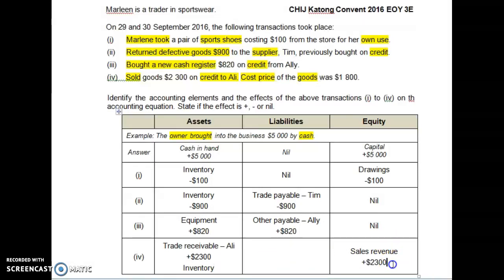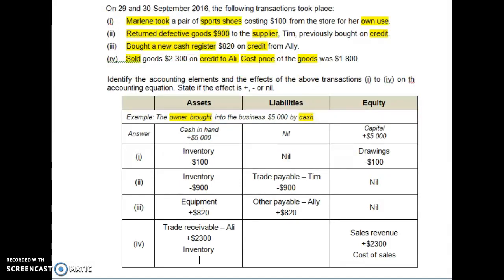Now every time you sell inventory, it is sort of converted from an asset to become an expense. So this expense is what we call the cost of sales, and it is under the equity column. Next, let's decide whether the assets go up or go down because inventory is being sold away. Now if you think of it, since inventory was removed from the business, we will actually minus away the 1,800.